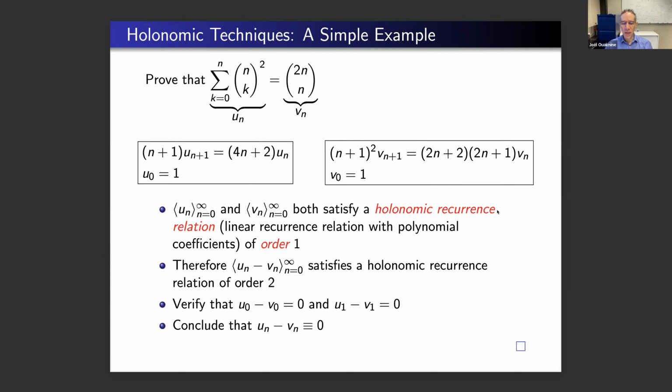And you'll conclude, therefore, that un minus vn is identically 0, or in other words, that un is equal to vn for all n. Okay, does that make sense?